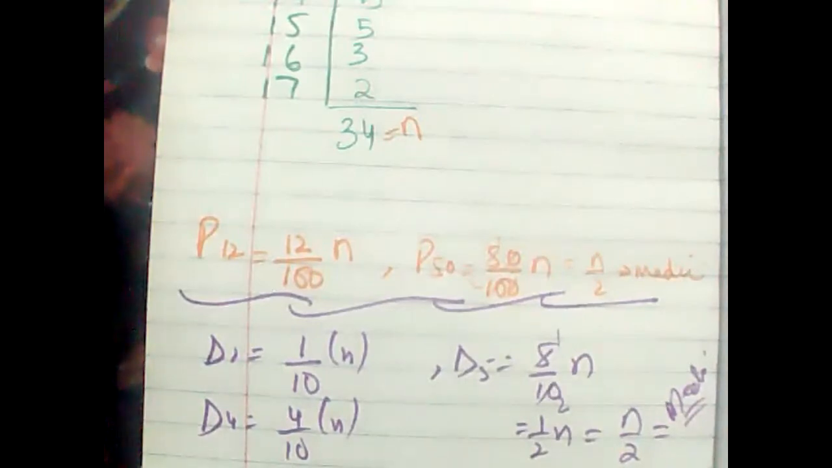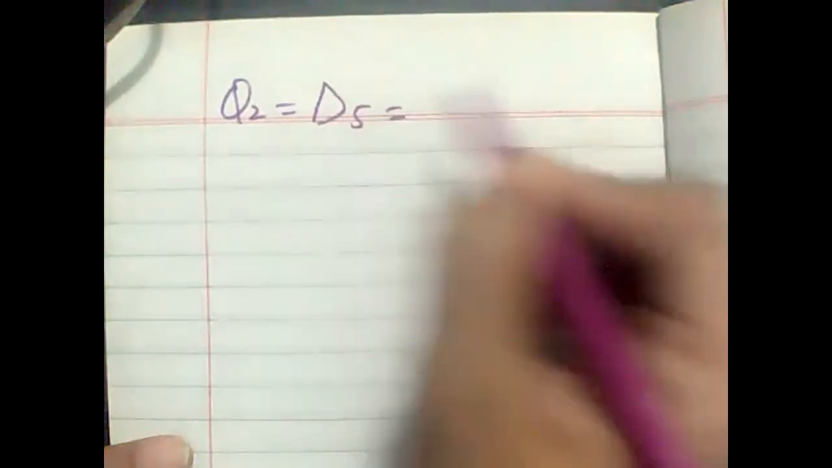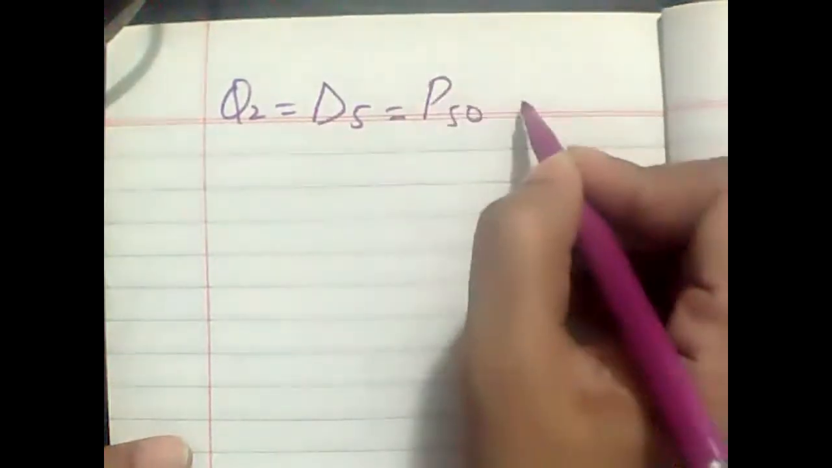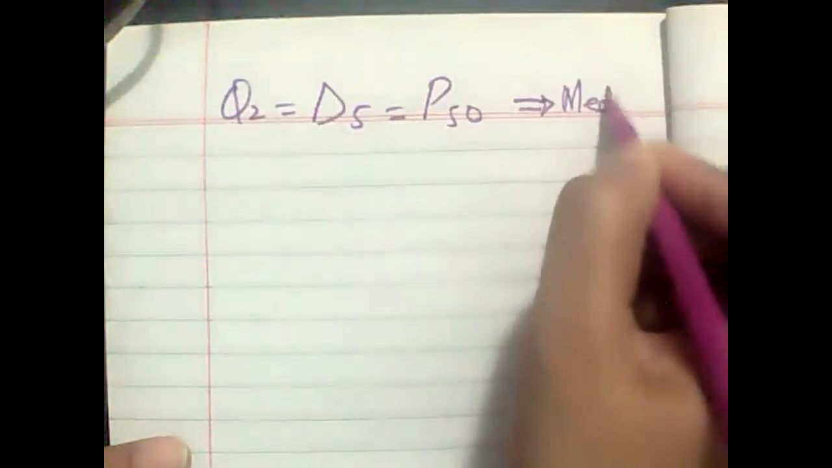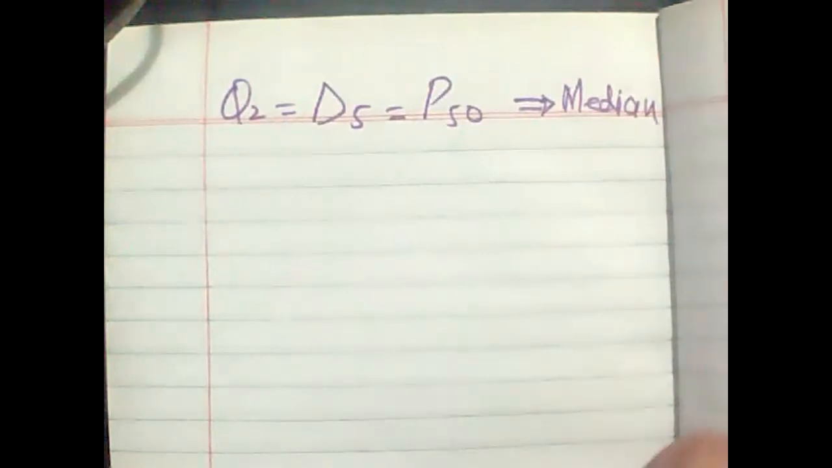All right. So from here, I can conclude something. I prefer this space, new page. I can conclude over here that Q2 is equal to D5 is equal to P50, and they all are equal to the median. Agree? If you are not clear, stop me here, okay?